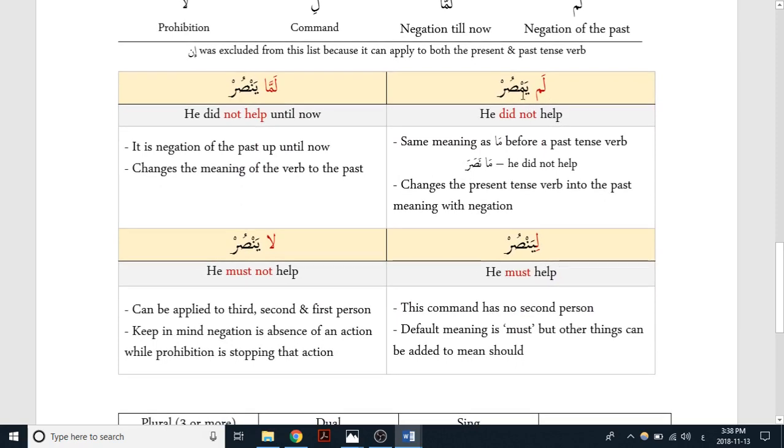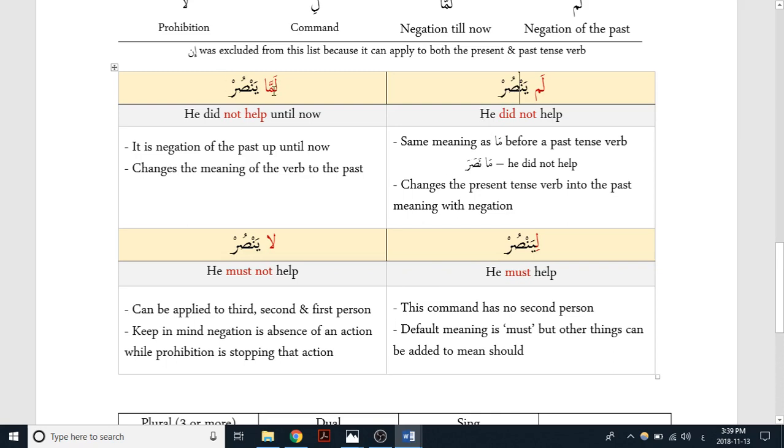So lam yansur, let me correct that. So lam yansur, this would mean he did not help. It has the same meaning as ma before a past tense verb. Remember we use ma in the past tense to negate the past. So ma nasara, he did not help. What's actually happening here is when you put lam in front of it, it's adding negation and taking the present tense verb and putting it into the past. So it becomes the exact same as ma nasara. It would be he did not help.